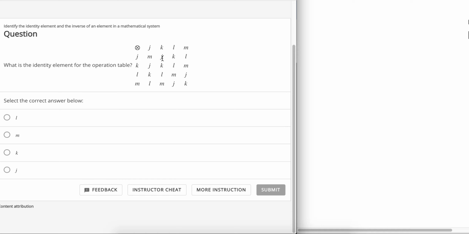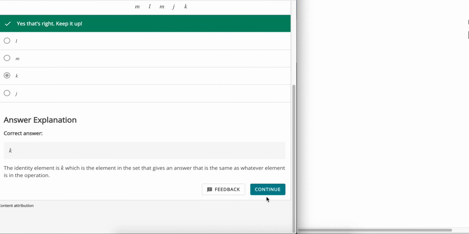K paired with J gives us J. K paired with K gives us K. K paired with L gives us L. K paired with M gives us M. So K is the identity element because it doesn't care what you pair it with. It's just going to spit out that second element. Just like 0 is the additive identity element. Because 0 doesn't care what you give it. If you give it the number 652, 652 plus 0 is still 652. It doesn't change it.